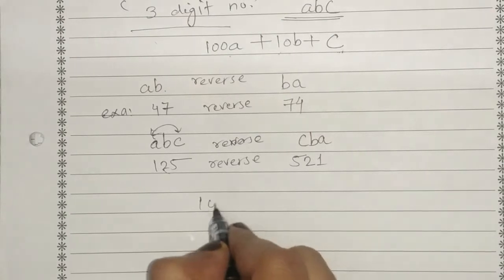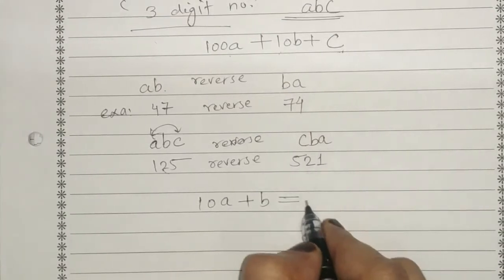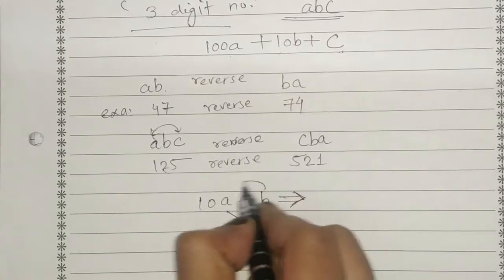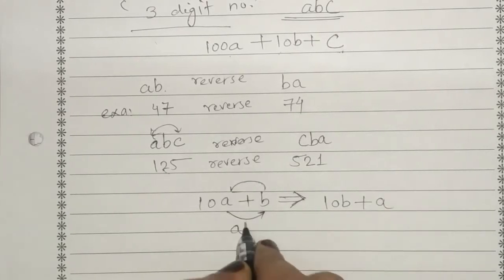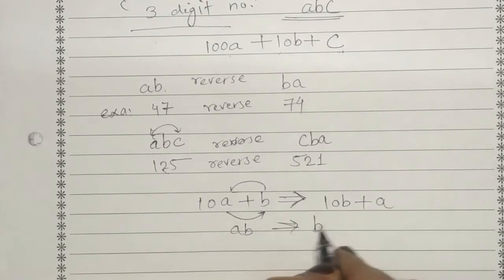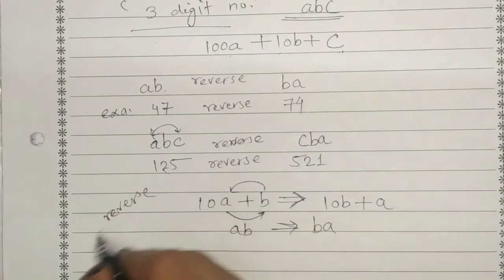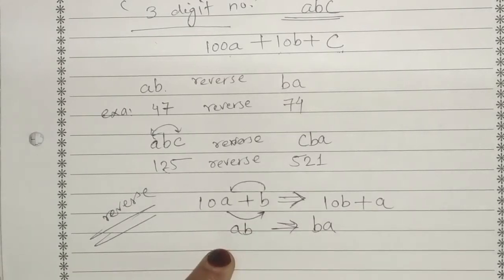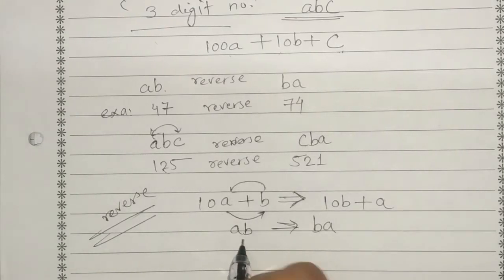So any two-digit number like 10A plus B, if you reverse, we exchange the digits. It becomes 10B plus A. So AB becomes BA if you reverse it. This is the reverse number, this is the original number. And let me clarify, AB is not A into B.